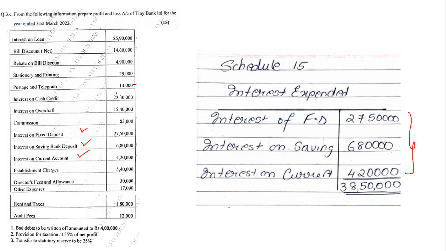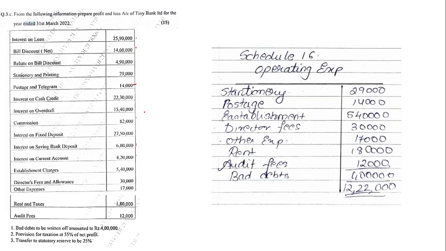Okay, and last, whatever other expenses are there come under other expense. So I have stationery, postage, establishment expense, director's fees, other expense, rent, audit fees, and bad debts of rupees 4 lakhs. All those expenses are under schedule number 16, operating expense, all the office related expenses. So stationery, postage, establishment, director's fees, other expense, rent, audit fees, and bad debts came to 12,22,000.